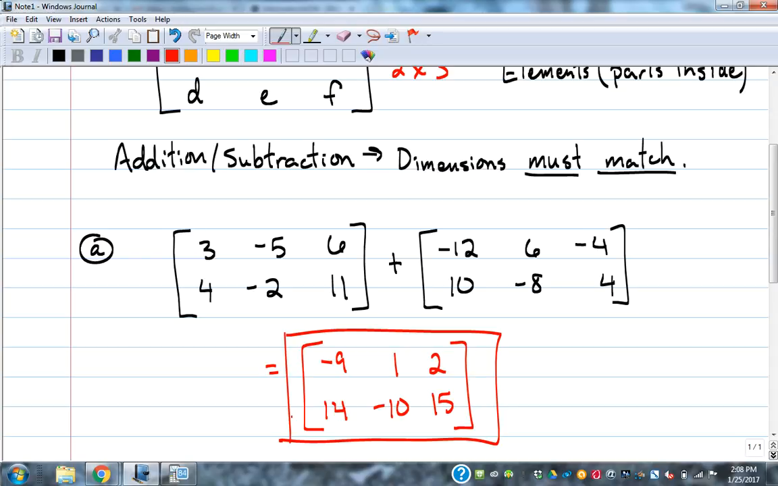Really a super easy thing. I don't do this in the calculator normally, unless it's weird numbers, like a bunch of fractions in there.